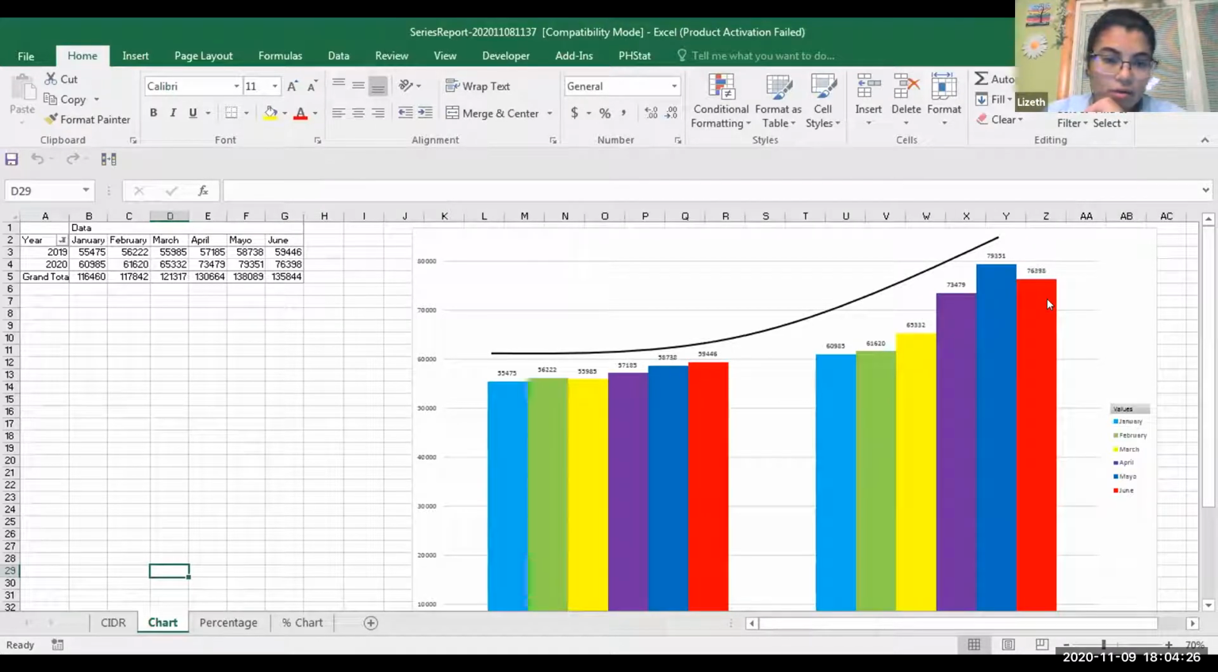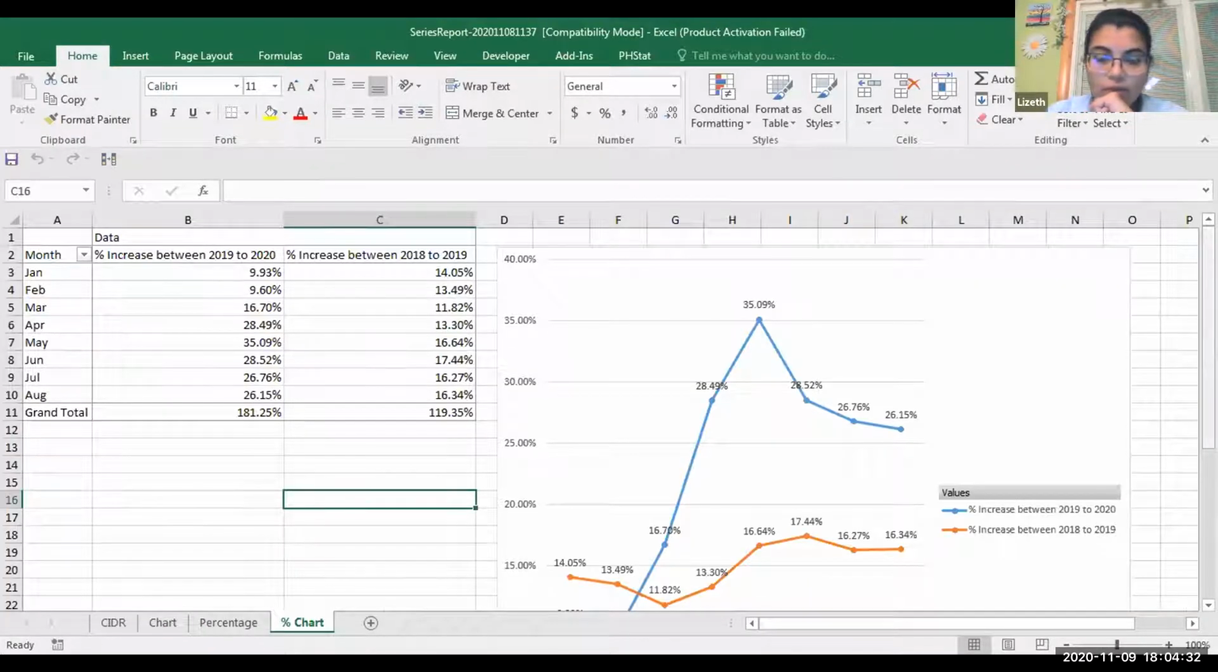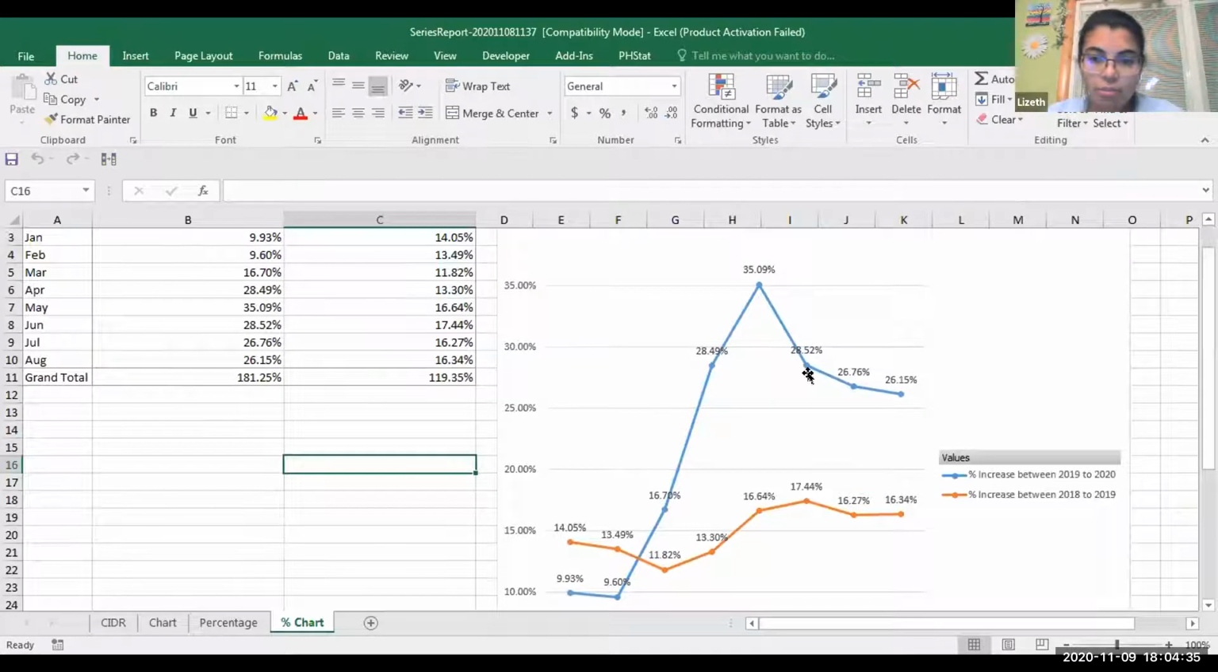So it's a very big change. And also here, the blue one is the increase between 2019 and 2020 for the same time period. In January, the increase from 2019 to 2020 was 9.93. As you can see, in March, April, May, the increase was super big. And then in June, it decreased a little bit, but it is still higher than prior years. That's one thing.